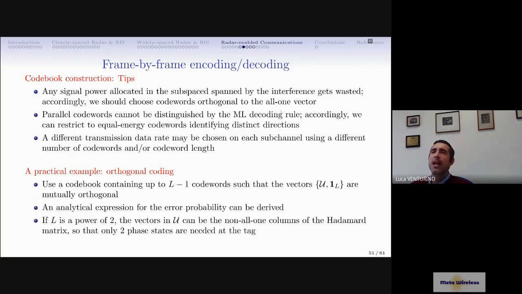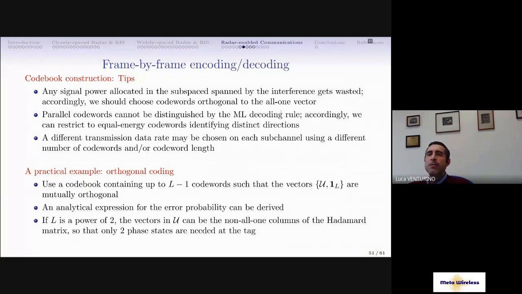Also, since here the carrier signal is unknown, we cannot distinguish parallel code words. So we can only distinguish code words by looking at the direction they point toward. So we must build a codebook containing vectors pointing in different directions, which are orthogonal to the all one vector. It seems a complicated game, but at the end, I can tell you that a very simple strategy is just to take the Hadamard matrix and use the columns of the Hadamard matrix as code words, except the all one vector.